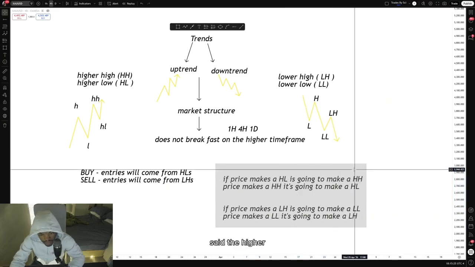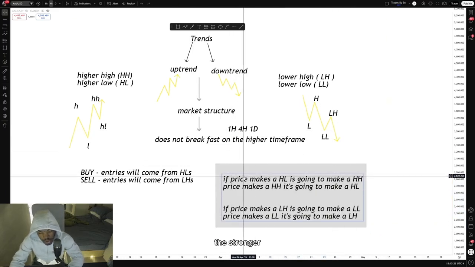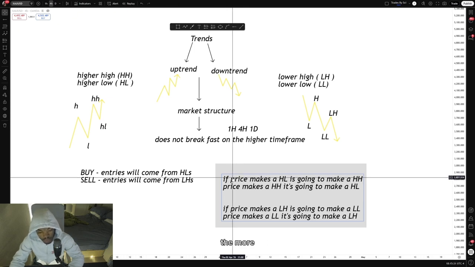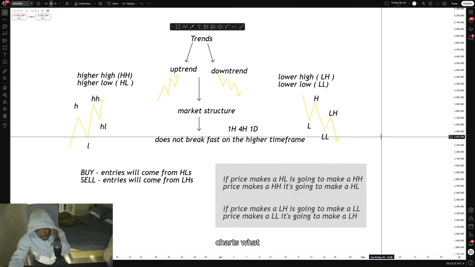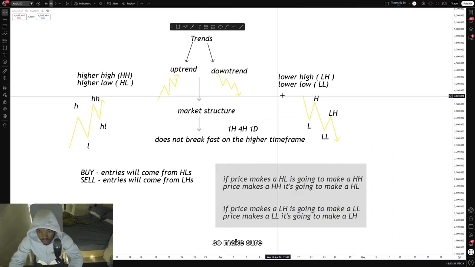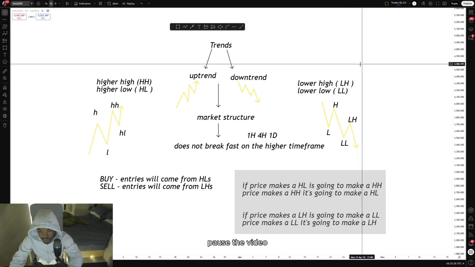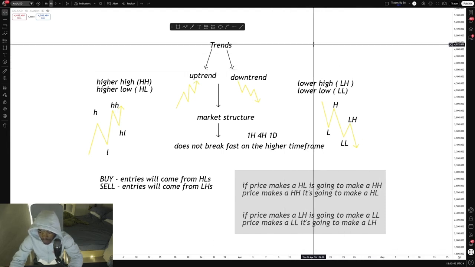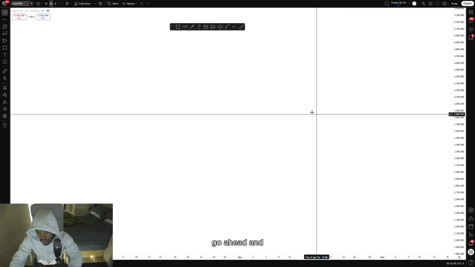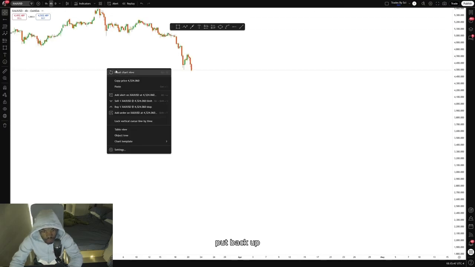With all this being said, the higher the time frame, the stronger this rule becomes. The smaller the time frame, the more they do not respect this rule. Now, I can show you on the live charts what that looks like. So make sure you copy all this down. Pause the video if you need to, screenshot it, copy all this down. All right, so go ahead and remove these drawings and we're going to put back up the chart.